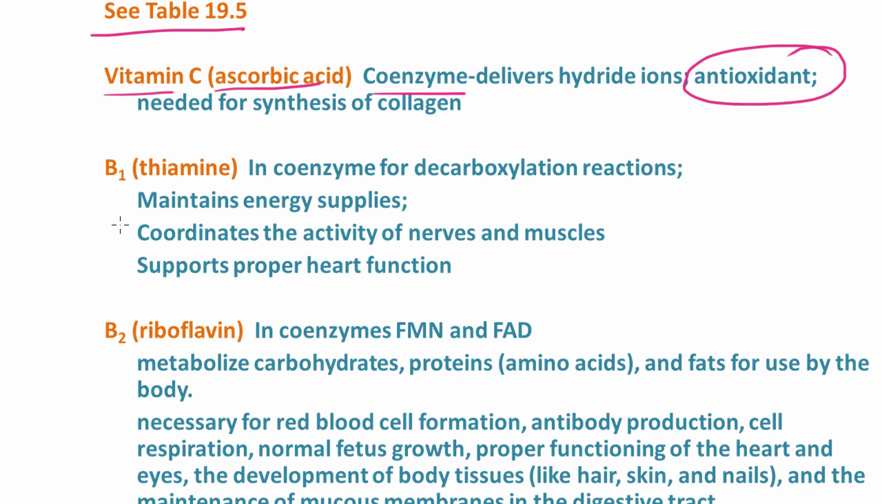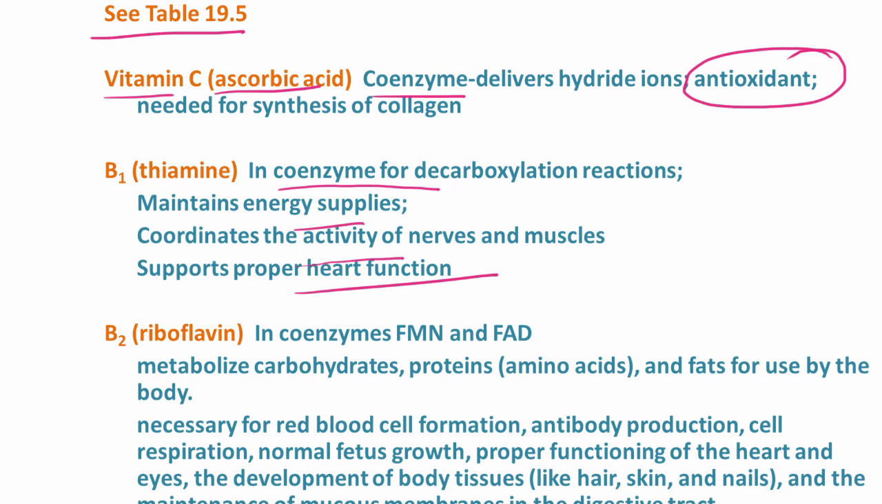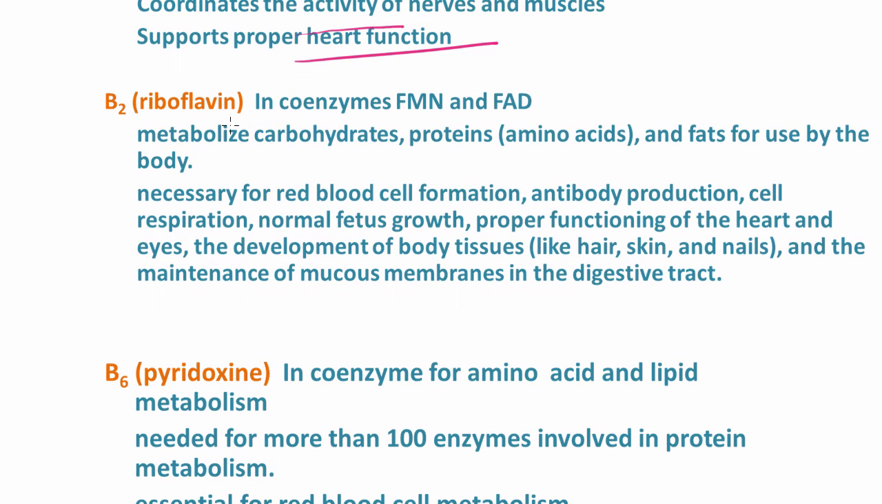We have our B vitamins, B1, B2, and as I said before, a lot of these water-soluble vitamins are part of coenzymes. And we know the coenzymes are needed by certain enzymes to function. So now you know why we need vitamins in our diet. B1 is in a coenzyme for decarboxylation reactions. It maintains energy supplies, coordinates the activity of nerves and muscles, and also supports proper heart function. Some vitamins have many different functions.